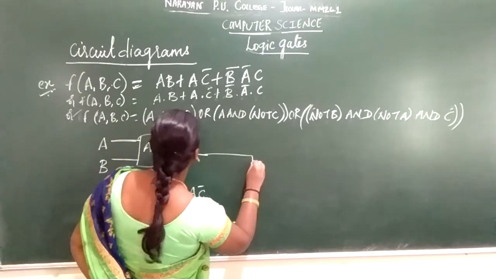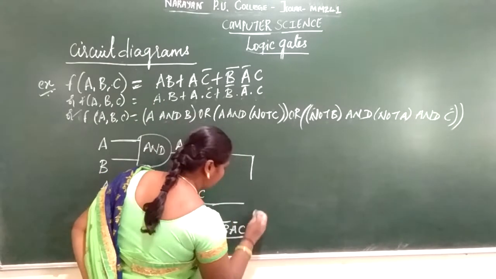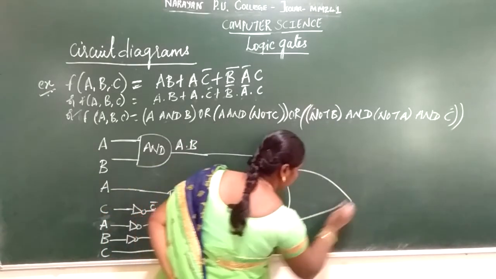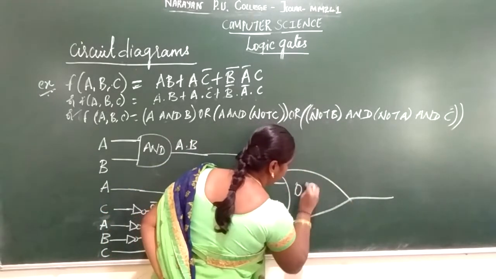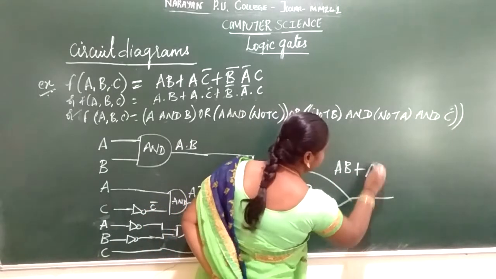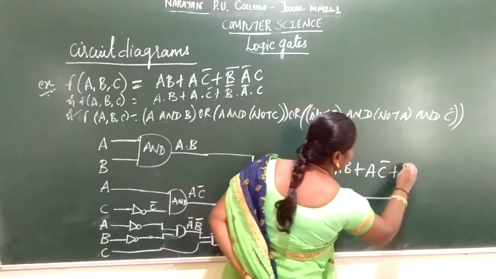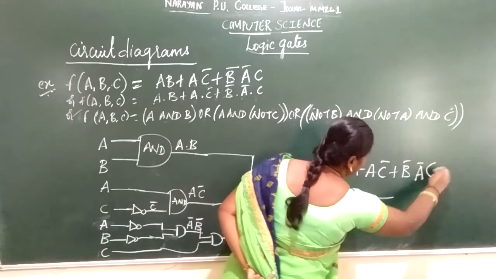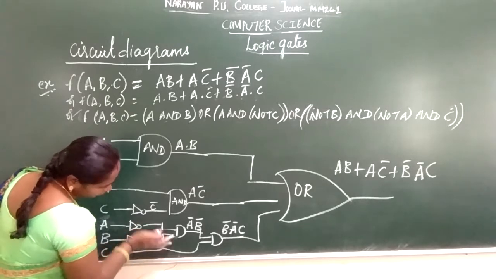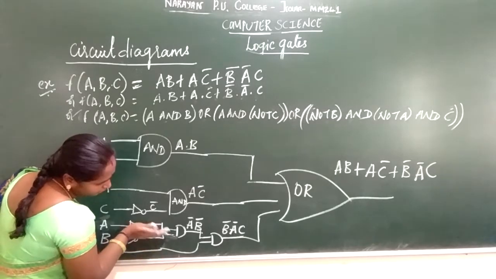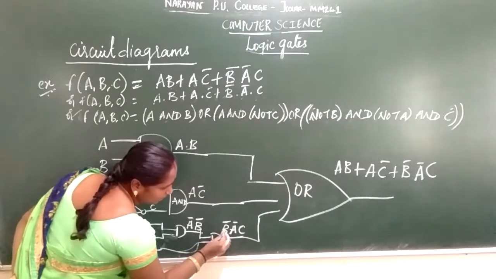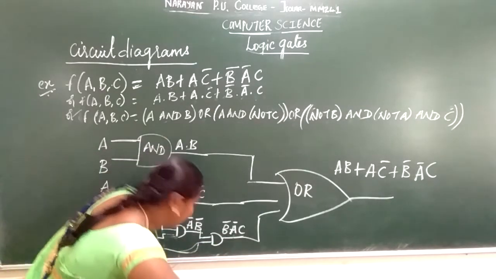These three terms should be ORed. Using an OR gate, that produces the output AB plus AC bar plus B bar A bar C. Here you can directly input them, or you can split it into two levels, that is a two-level circuit. First you join A bar B, then you AND with the B bar AC. Otherwise you can join as it is like this.